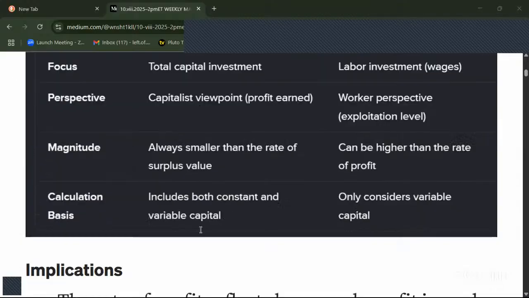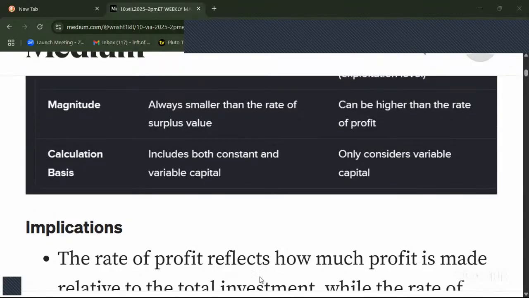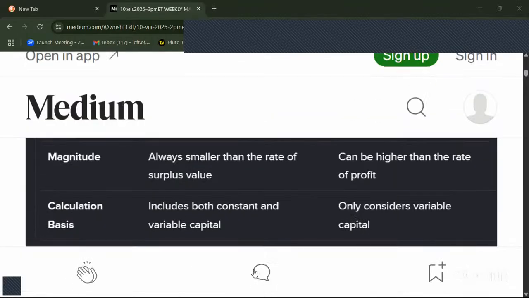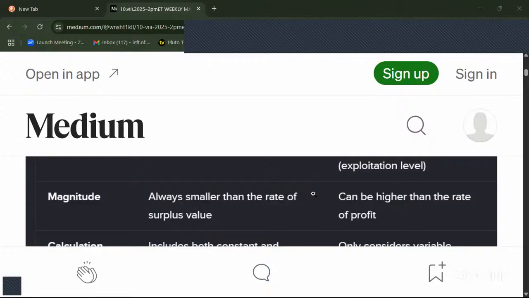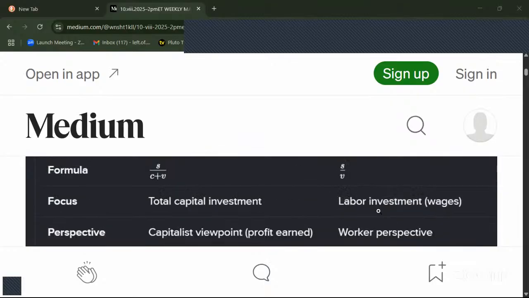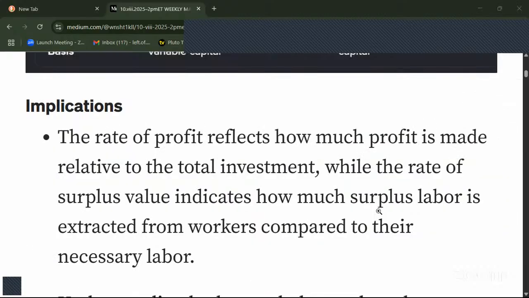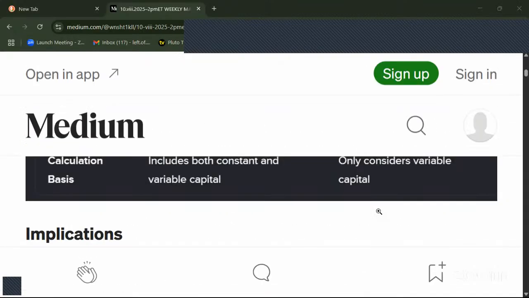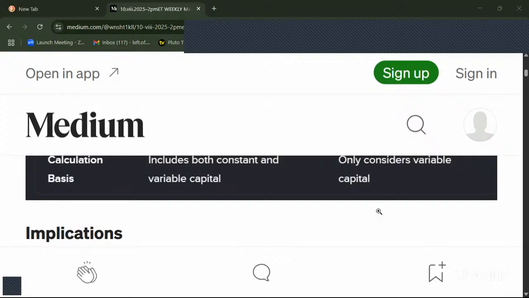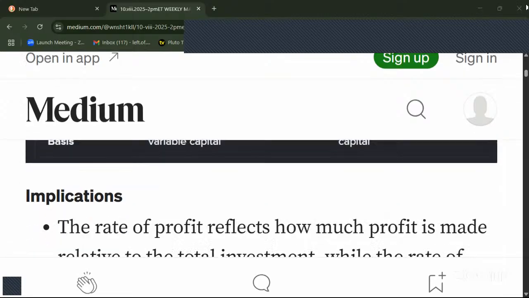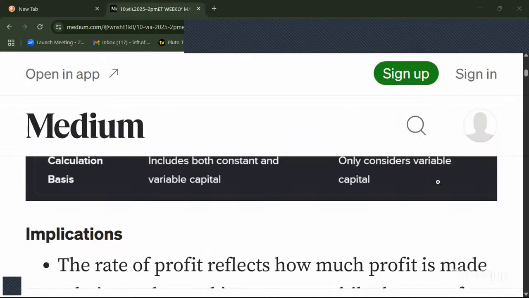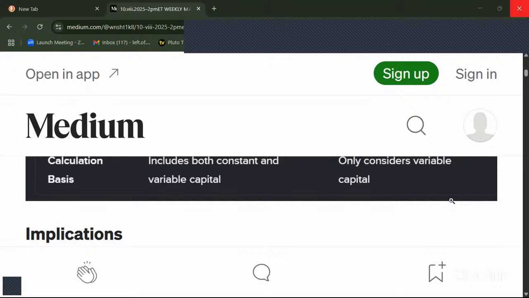Now, magnitude, of course, because of the relative sizes of things, including capital, sorry, give me a second.